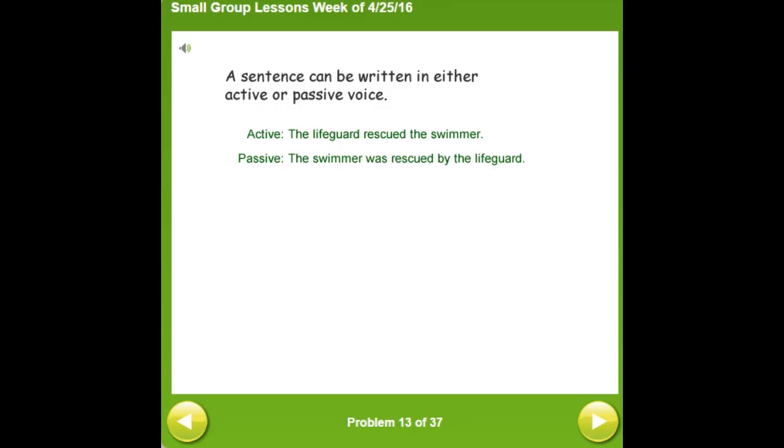A sentence can be written in either active or passive voice. Let's look at an active sentence first. The lifeguard rescued the swimmer. We can write this same sentence in passive voice. The swimmer was rescued by the lifeguard.